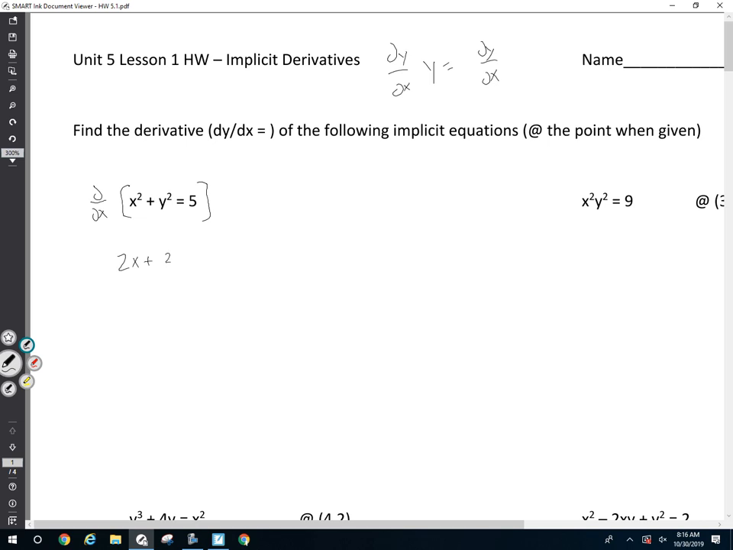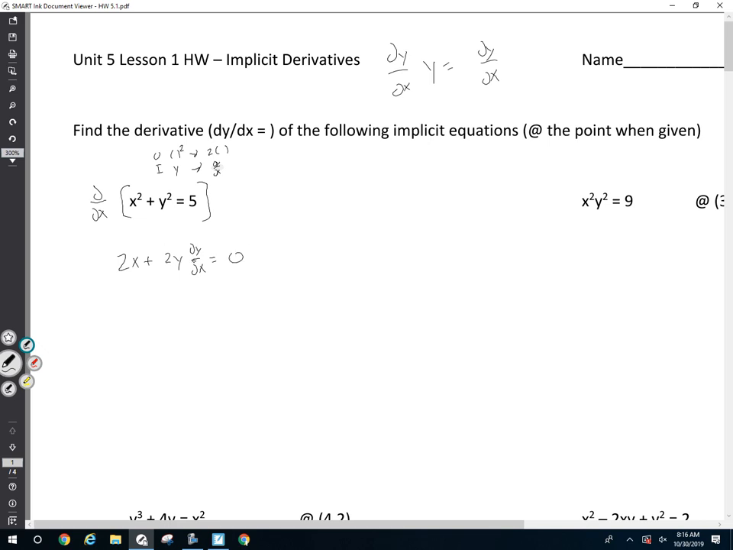So we have 2y, so that's like the derivative of the outside. I'll just show it for this example, but in the future we'll understand what's going on. Derivative of the outside is 2 times whatever's on the inside. Derivative of the inside is dy/dx, which is why I need not just 2y, but 2y dy/dx. Don't forget to take the derivative of the right side, which is 0.